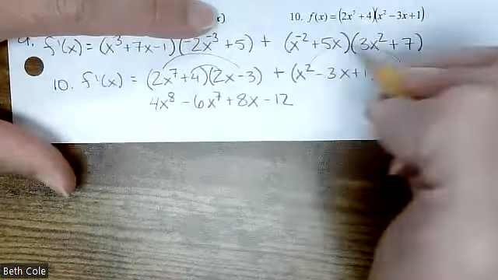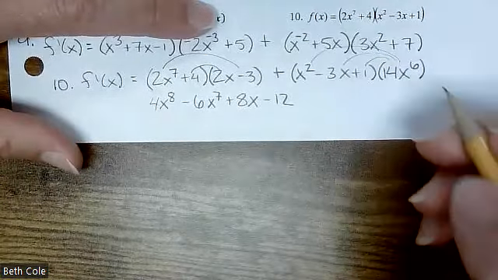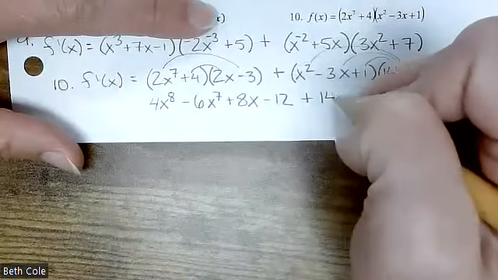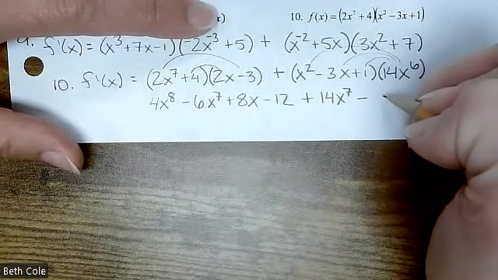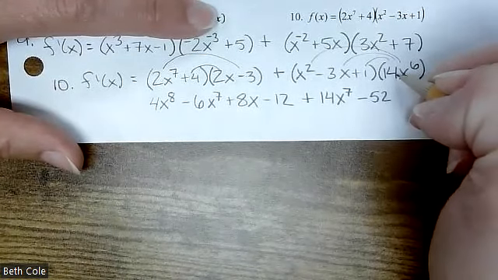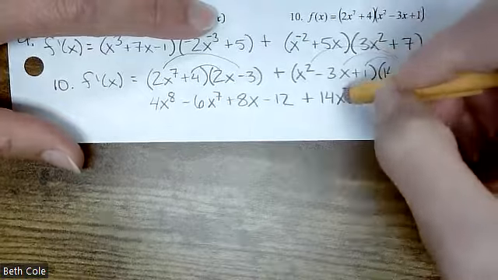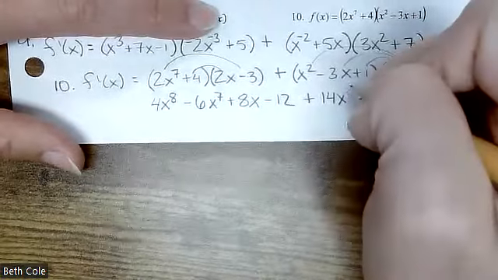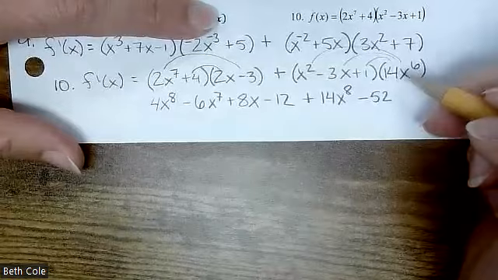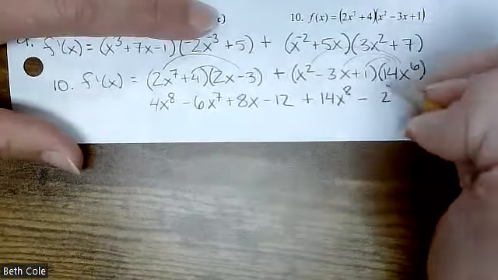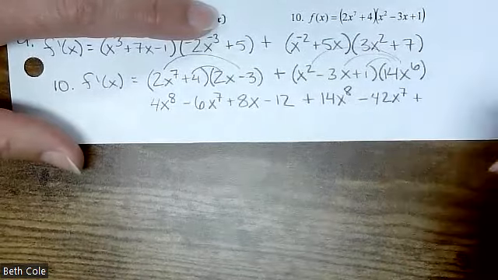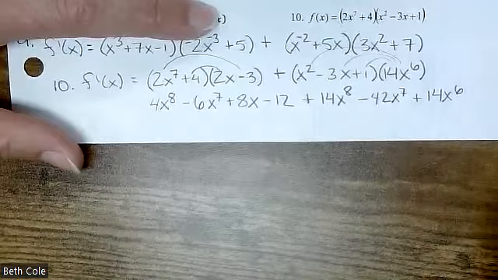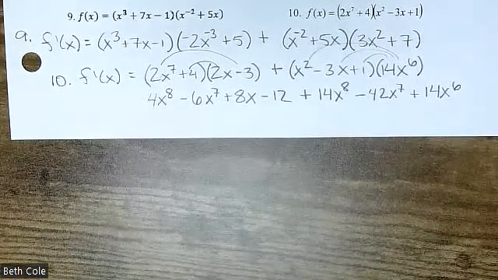Then you're going to distribute this 14x to the 6th through there. That'll give you 14x to the 8th, I'm sorry, 6 plus 2 is 8, minus 42x to the 7th, plus 14x to the 6th. And then we're just going to see if there are like terms, which there are.